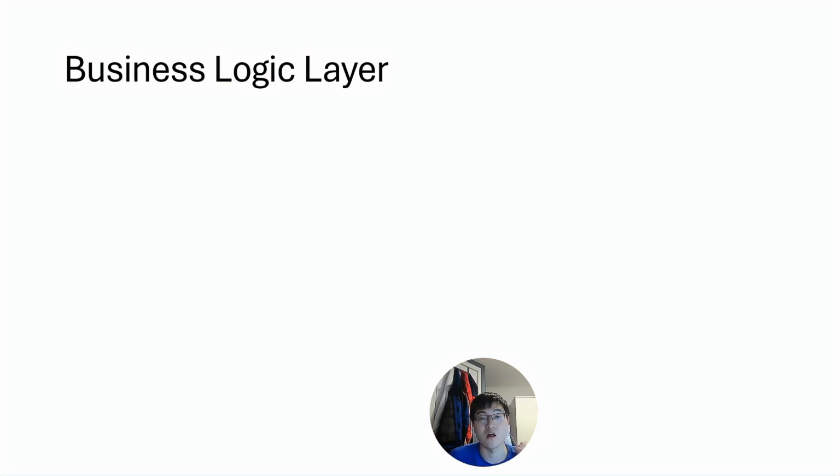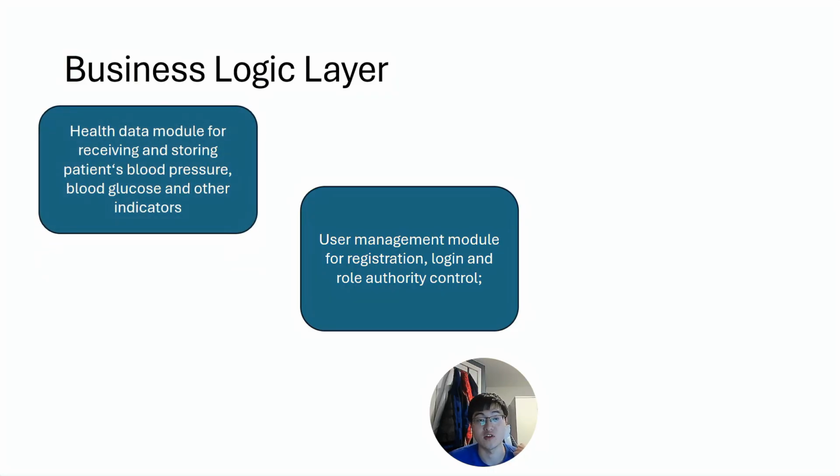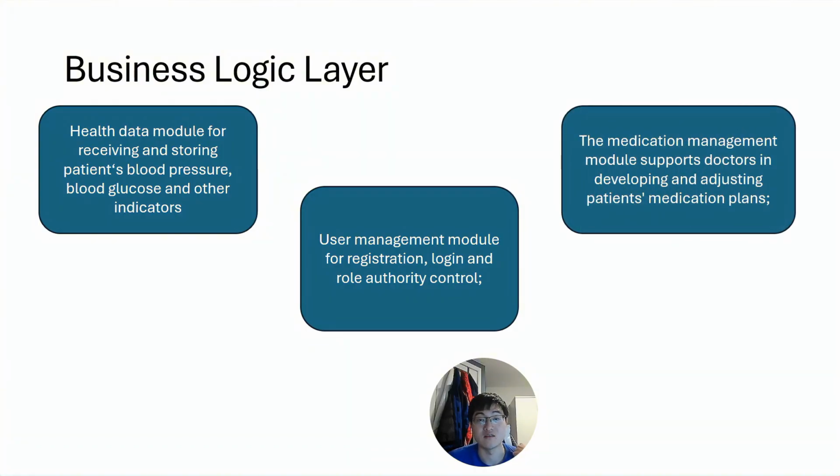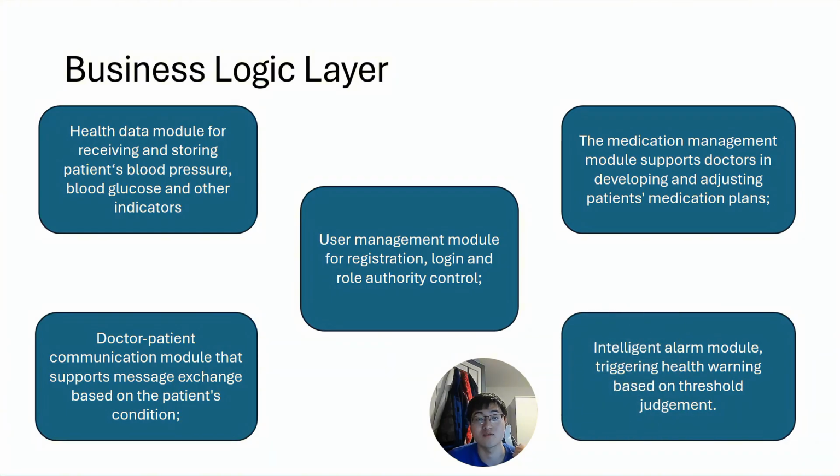The business logic layer is built around 5 core modules. We have user management for registration and a health data module to collect and store key indicators like blood pressure. There is also a medication management module to help doctors adjust treatment plans and a communication module that allows real-time messaging between doctors and patients. Finally, the intelligent module provides early warning when the health data cross critical thresholds.